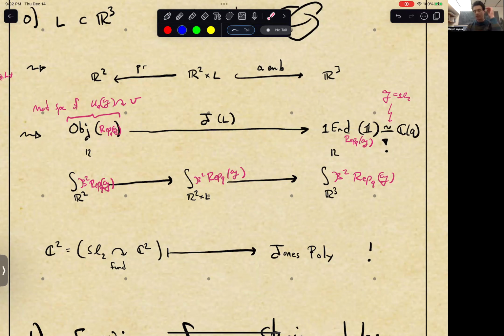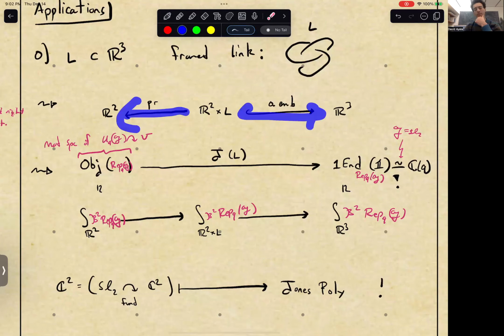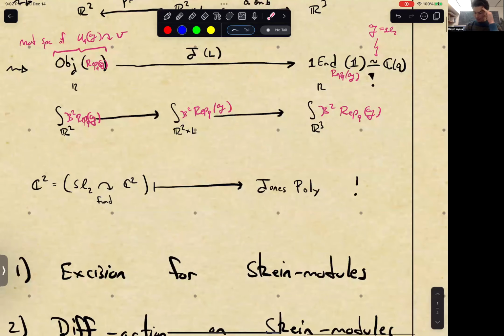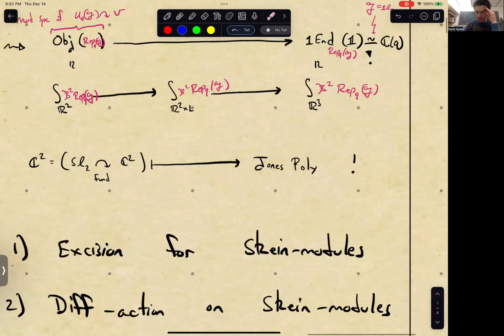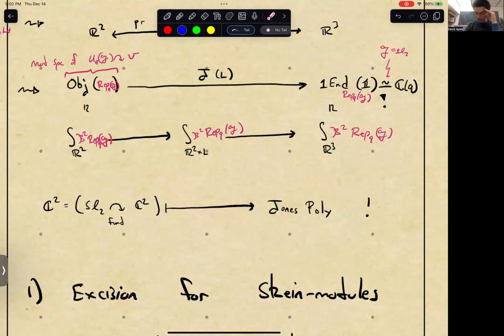So I hope this illustrates how to use those features, at least to get something familiar, without having to know the definition of factorization homology. It also demonstrates the utility of both of these kinds of morphisms between manifolds. Other features is that there is now an excision formula for Skein modules.